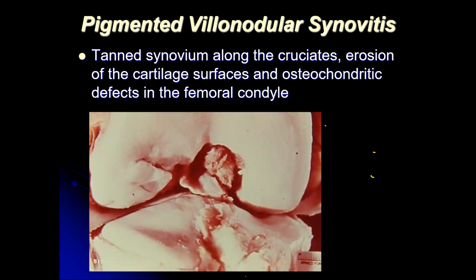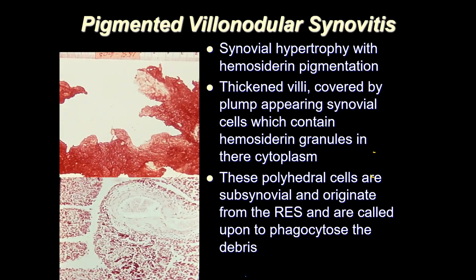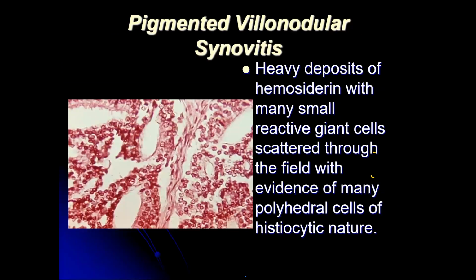And you see that the tissue is brown due to hemosiderin, due to pigment which is present in the macrophages. This is the brown tissue, synovial hypertrophy, thickened villi, plump appearing synovial cells with occasional hemosiderin granules in their cytoplasm. You see polyhedral cells are subsynovial and originate from the reticuloendothelial system and are called upon to phagocytize the debris. Look at the brown tissue, heavy deposits of hemosiderin with many small reactive giant cells scattered throughout the field.